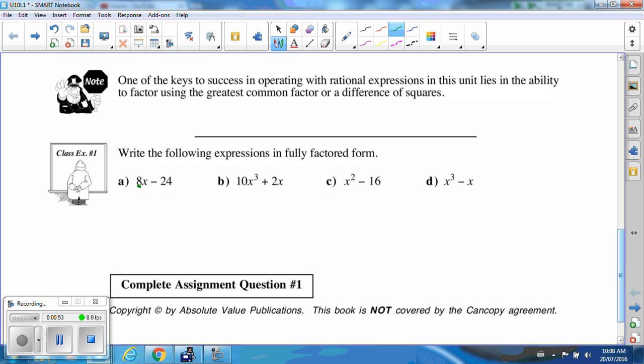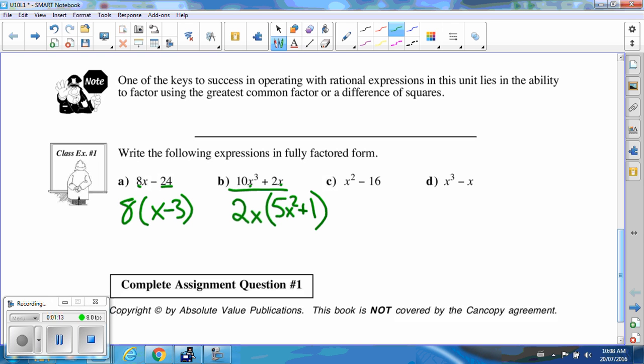The greatest common factor of these two things is going to be an 8, which leaves an x minus 3. The greatest common factor of this is actually the 2 and the x. And x can come out as well because there are x's in both places. This is going to leave me with 5x squared here and 1 there.